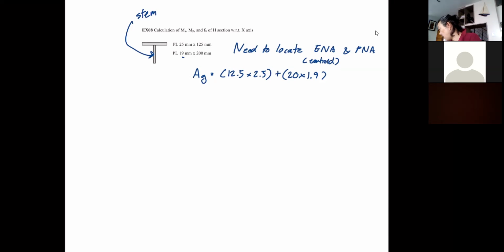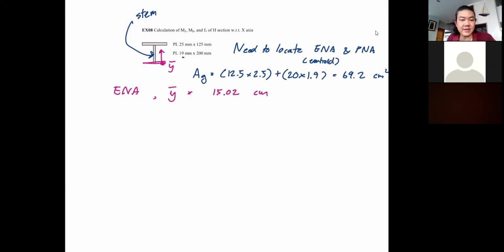Say this is not a very practical number, but for the sake of example, I think we are fine for now. So this is about 69.2 square centimeter. And because you don't say anything, I am giving you the Y bar right away. The elastic neutral axis is here. So for ENA, Y bar is 15.02 centimeter. So now our job is to find the plastic neutral axis.